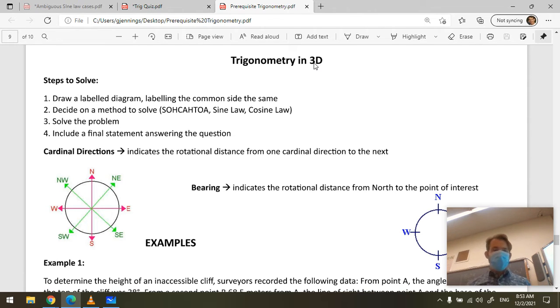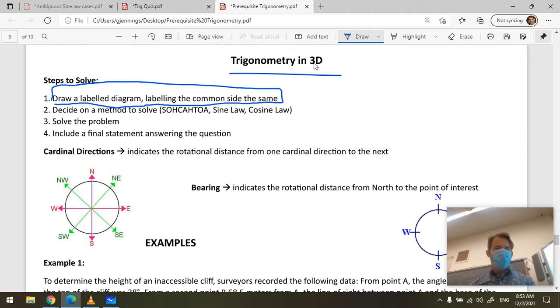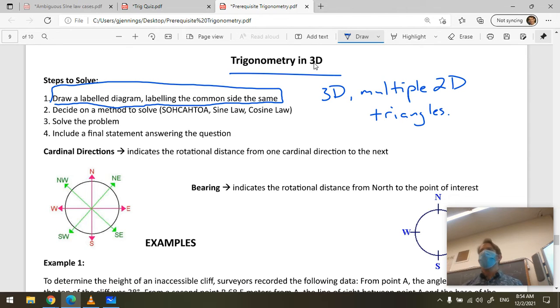So we're getting there. But today we're looking at trigonometry in 3D, and our steps to solve, this is the main one. Do not skip, do not underestimate, do not short yourself on this labeled diagram, okay? You want to create diagrams. You might draw one in 3D and then multiple 2D triangles as well.